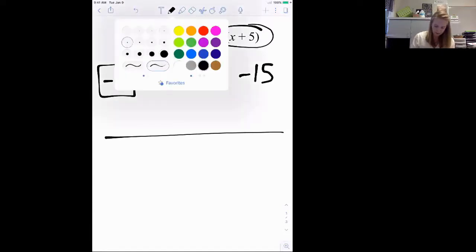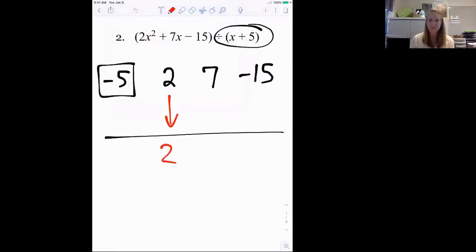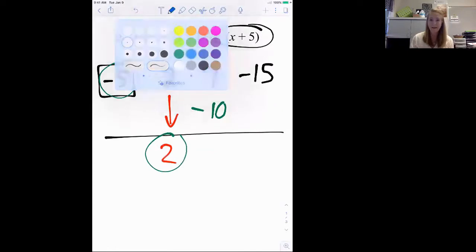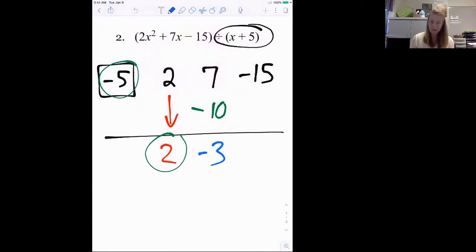Okay, step 1, bring down your first coefficient. Step 2, multiply. -5 times 2 is -10. Step 3, add. 7 plus -10 is -3. Back to multiply. -5 times -3 is +15. And when I add those together, I get 0. So if I divide 2x squared plus 7x minus 15 by this, I get this as my quotient.